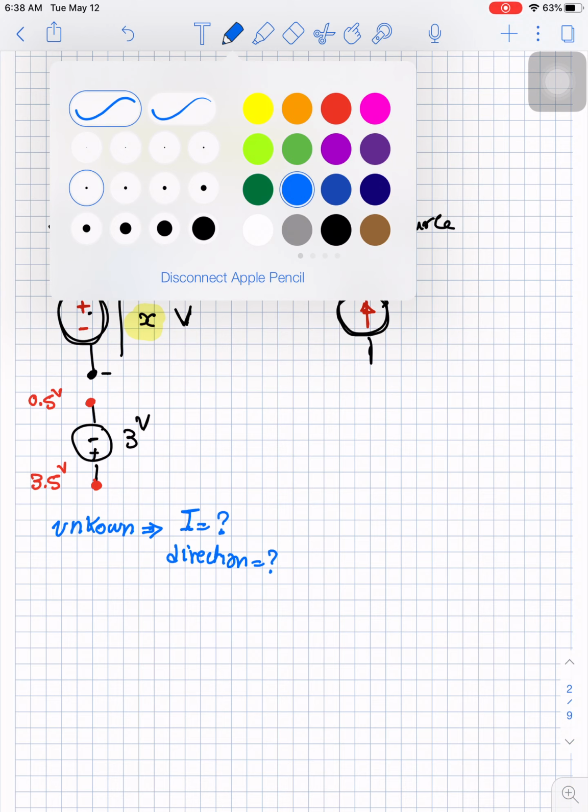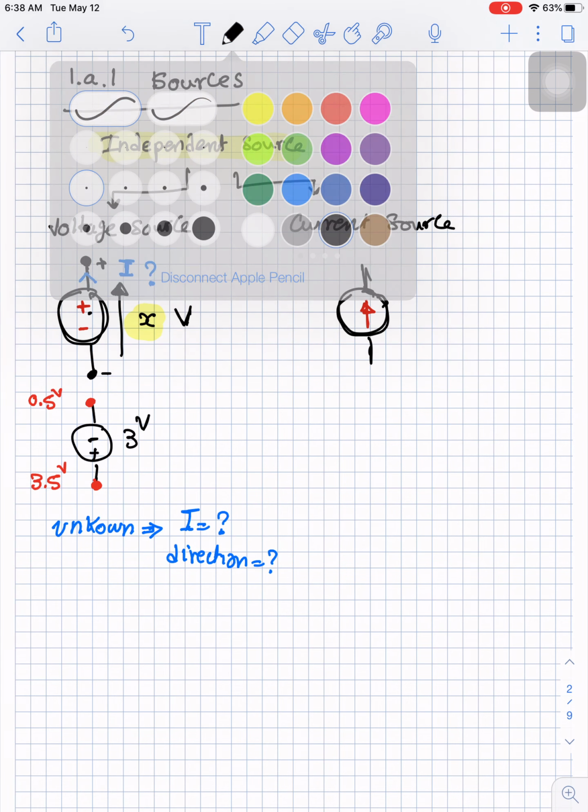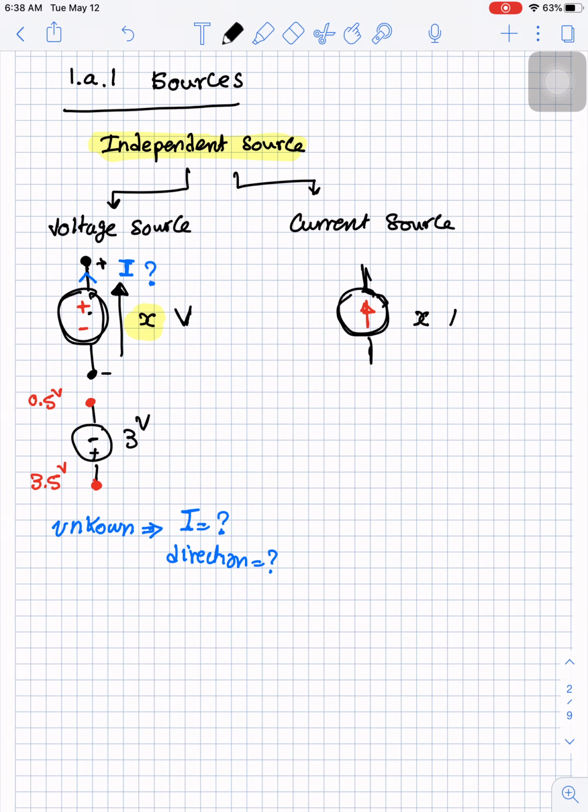We will know later on how we can deal with this. For the current source, you will be given a value for the current, say X in ampere, and X is the value of the ampere current given. And this current is flowing in this direction, based on the given direction here.